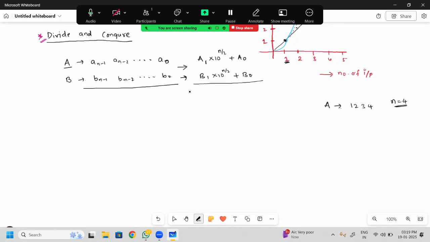When I divide this, I am going to divide it exactly into equal parts. So 12 is A1 and 34 is A naught. 12 into 10 to the power of 4 by 2 plus A naught. So 12 into 10 square, which is equivalent to 100, plus A naught. A naught is nothing but 34. So 1200 plus 34 is 1234. So did I get the original value or not?